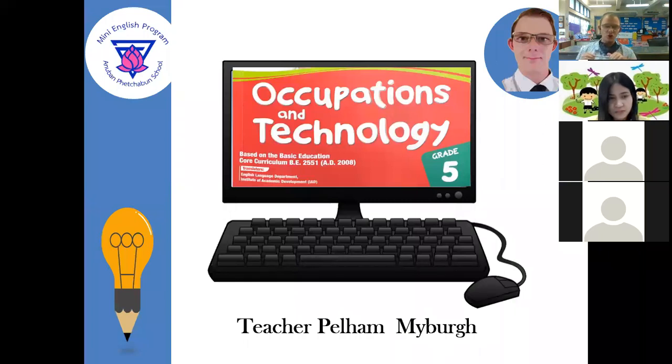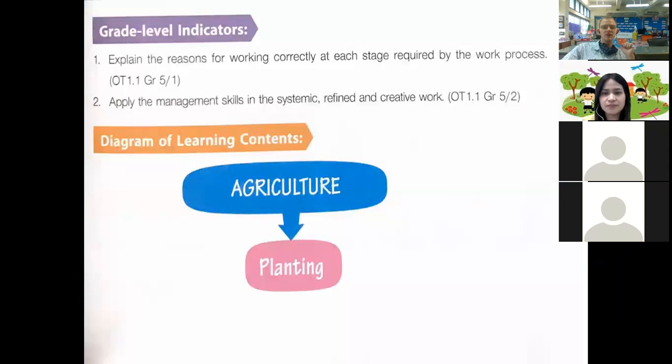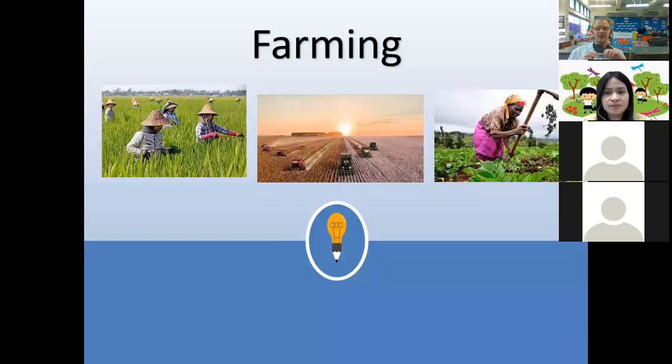Okay, welcome back everyone to another occupation lesson. Now today we'll start with unit number 4, agriculture. And what occupation does that teach us about? It teaches us about farming, how to do farming, and what different types of information we need to know when we want to do farming of all sorts of different things. But agriculture mainly means farming of plants or fruits or edible substances.